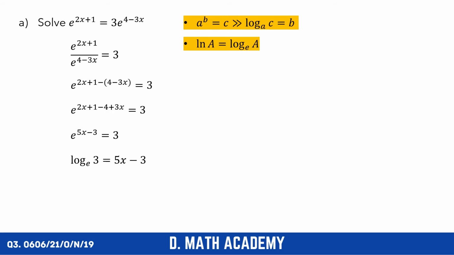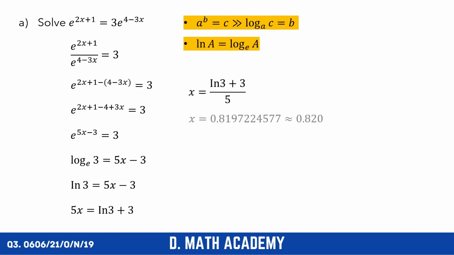So log e here can be interpreted as natural logarithm. So I write ln over there. So ln 3 equals to 5x minus 3. Bring the minus 3 over, then it becomes plus, and x will be (ln 3 plus 3) divided by 5. So key it into your calculator, and after you correct it to 3 significant figures, you get the result 0.820 as your final answer.